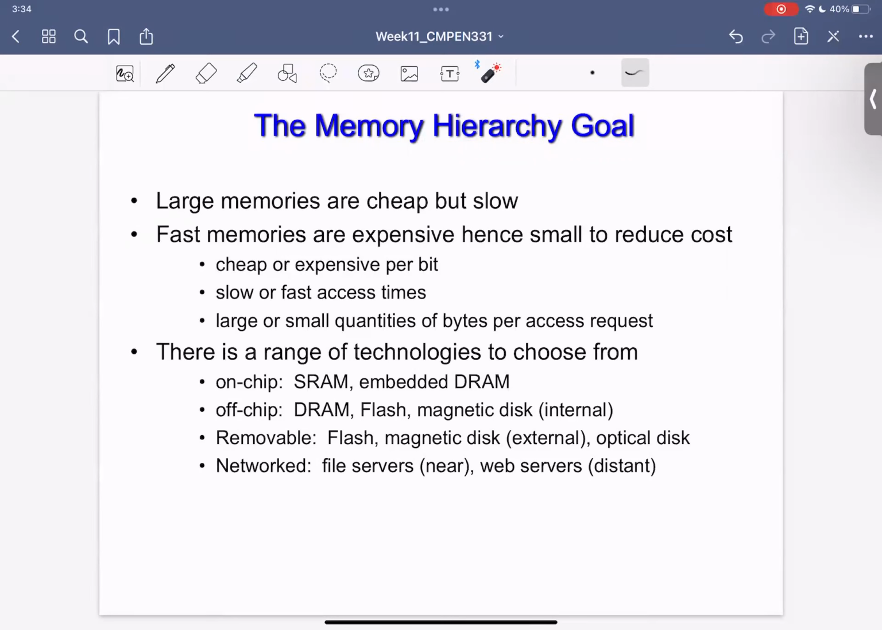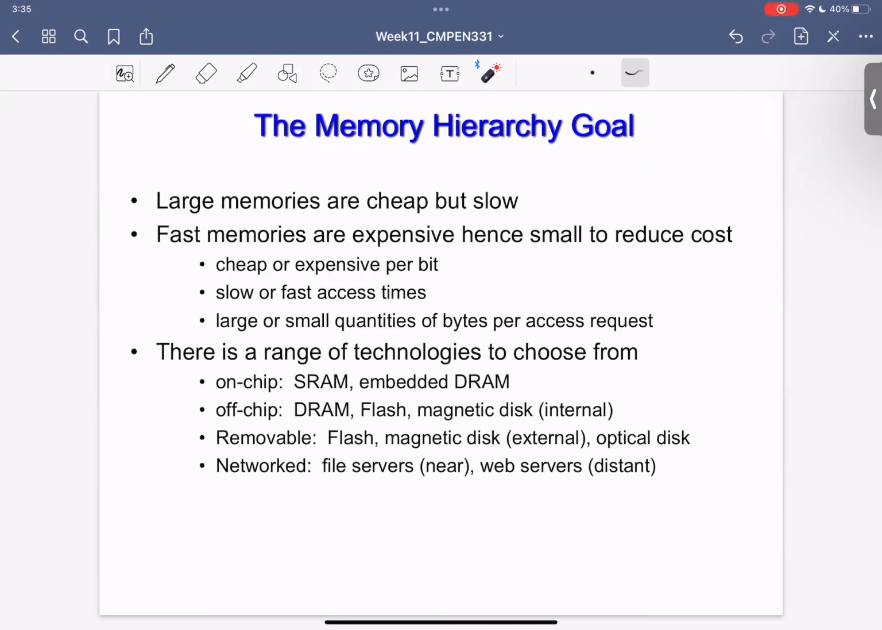So we can have at the very end all of these kinds of things together. So I can have either cheap or expensive per bit, slow or fast access time, large or small quantities of bytes, and so on and so forth, as we will explain in detail shortly.